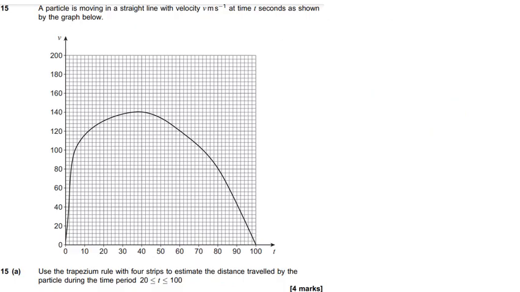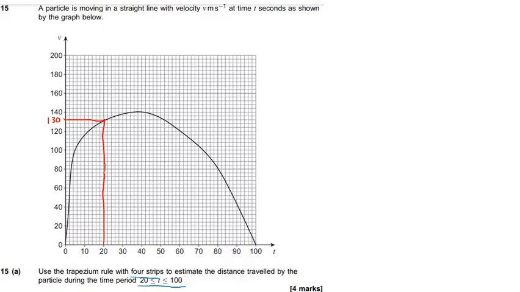Right, so we've got a graph now of a moving particle, and we need to use the trapezium rule with 4 strips to estimate the distance between t equals 20 seconds and t equals 100 seconds. Okay, so if we follow up from 20, let's go all the way up there. This is where it would actually be easier to do by hand than on a computer. But we get roughly, let's say that this is about 130, sort of halfway in between.